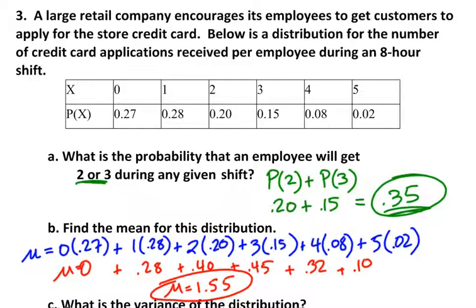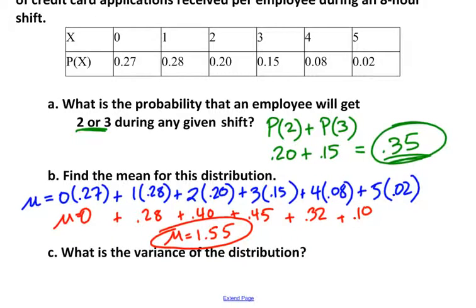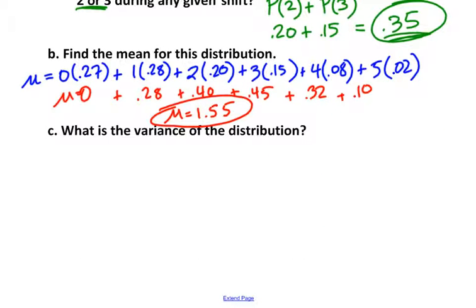Okay? So we go on down to the next question, which is a much more involved question. We're asked to find the variance of the distribution. Now, remember what we're going to do to find the variance is we are going to take every number x, subtract it from the mean, square it and then multiply it times its probability. We'll just add all those up. So that's where we get our variance. So we'll go ahead and begin doing that.